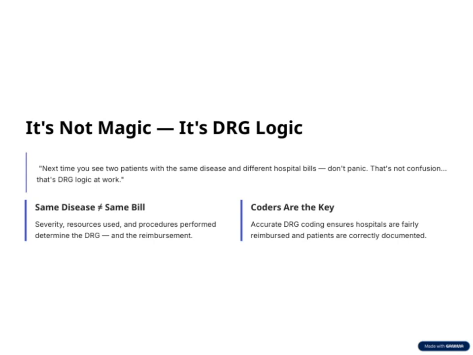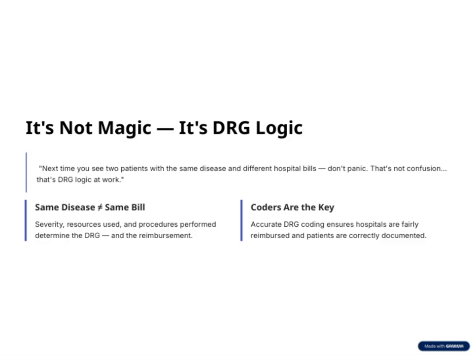Accurate DRG coding is crucial because it ensures that hospitals are fairly reimbursed for the care they provide, and that patients' records are correctly documented. Coders play a key role here. They determine the DRG based on several factors. These include the severity of the patient's condition, the resources used during treatment, and the procedures performed. All of these elements come together to influence the final reimbursement amount.